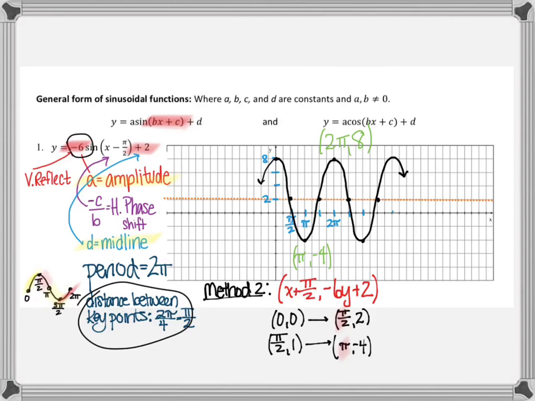So you guys could try out the next cosine graph, and then I'll do maybe a quick video on how to graph that one next.